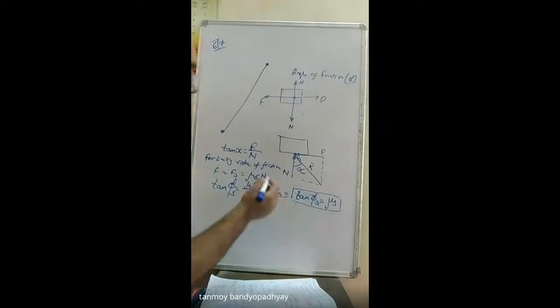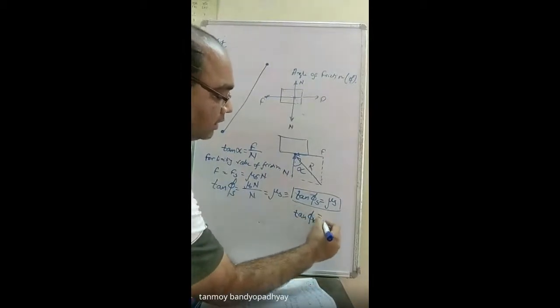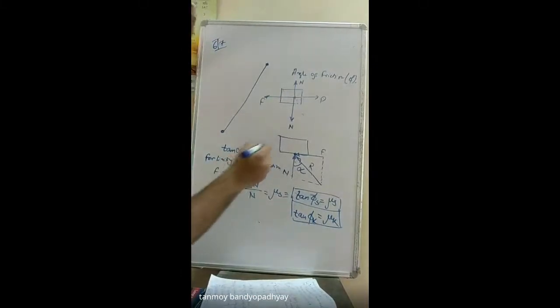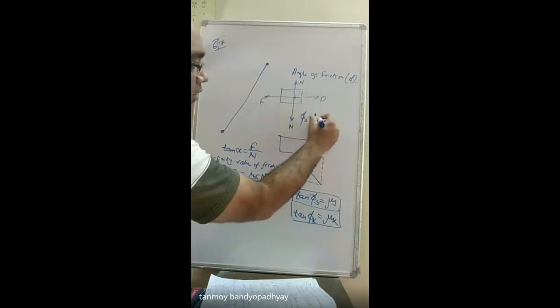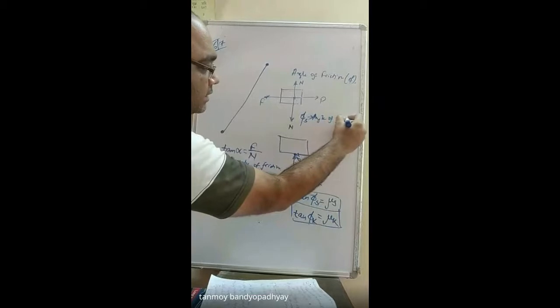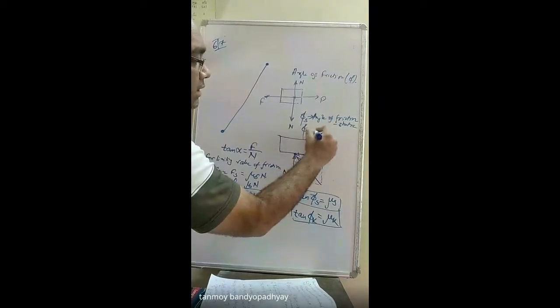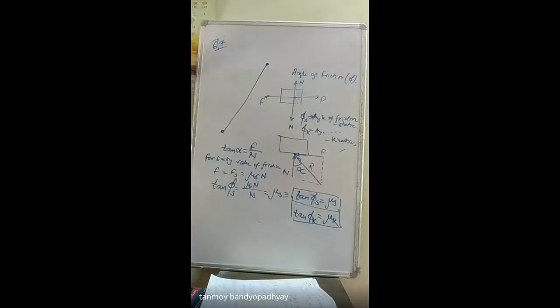If it were kinetic friction, then tan phi k equals mu k. These are phi s and phi k. Phi s is known as the static angle of friction, the angle of friction for the static case, and phi k is the angle of friction for the kinetic case, when the body has already started its motion. I hope you can understand things like angle of friction.